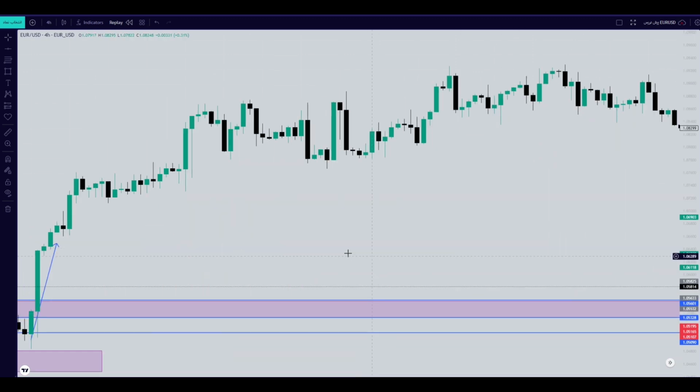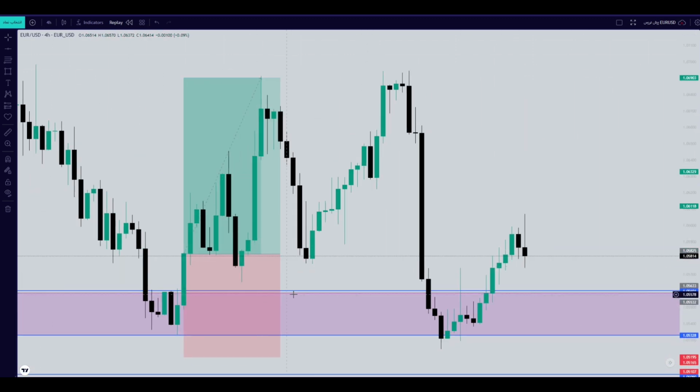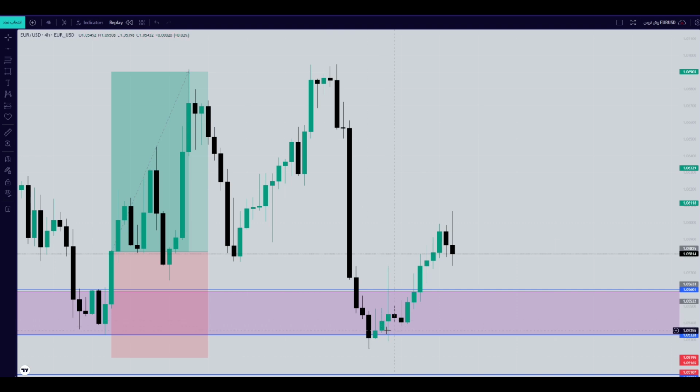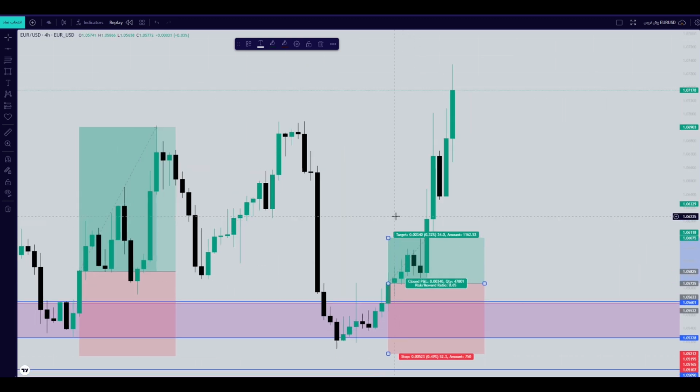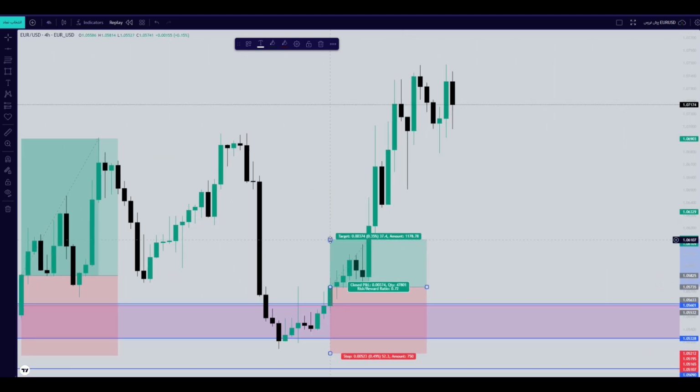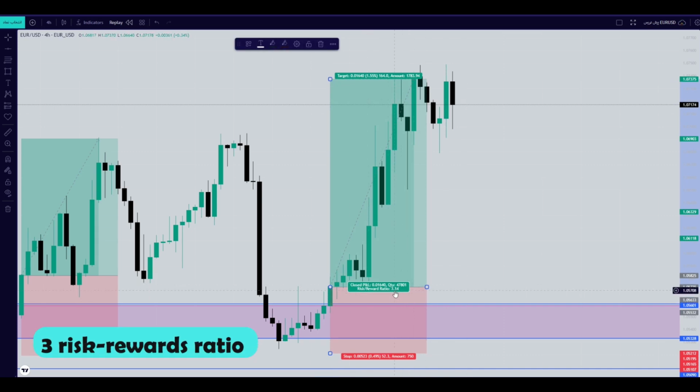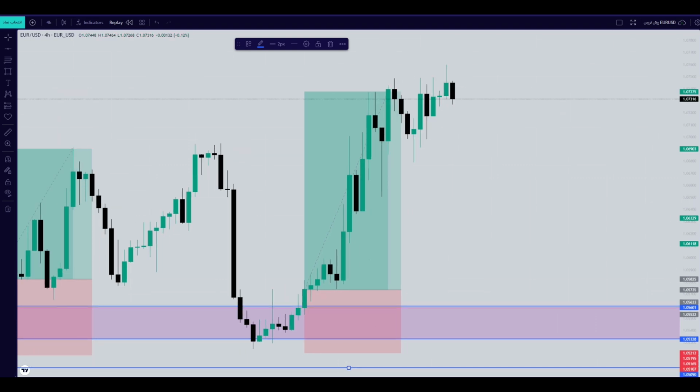1, 2, 3, 4 times. Here the order has been collected again, so we open a buy position too. Like here, we set the stop loss below this area. Let's wait for the results. The price skyrocketed again and gave us profit with a risk-reward ratio of 3. Let's see the rest as well.